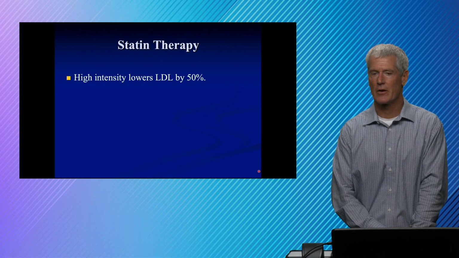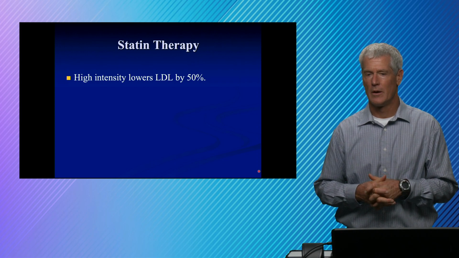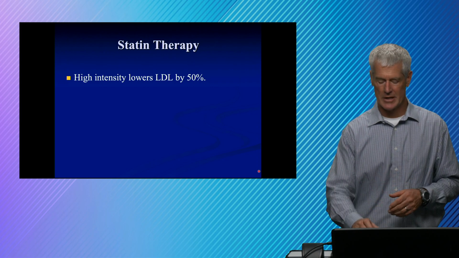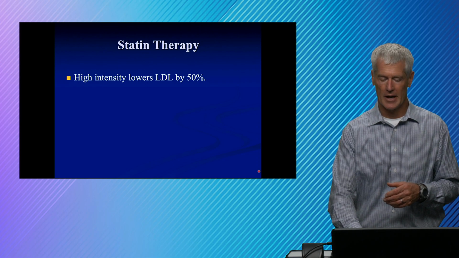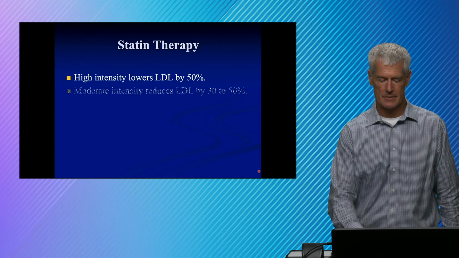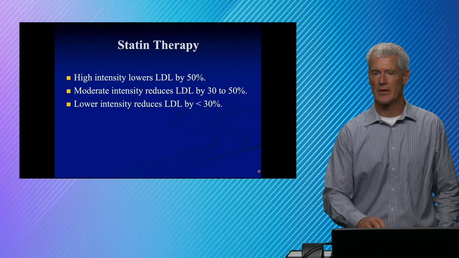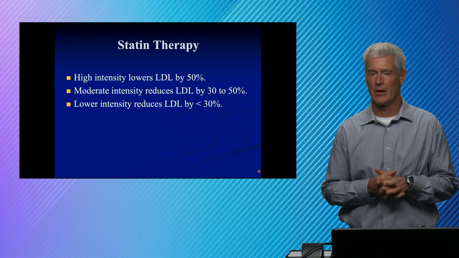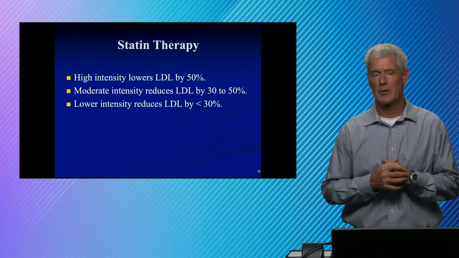High-intensity statin therapy basically lowers a patient's LDL by 50%. So it doesn't really matter if you're at 150 or if you're at 200. We want to reduce that by 50%. In randomized clinical trials, that showed good outcomes, so that was as efficacious as treating to a specific range. Moderate therapy is between 30 and 50%, and low-intensity therapy is somewhere around less than 30%, but a clear reduction in LDL. So that's a quick review of dyslipidemia and laboratory diagnosis.